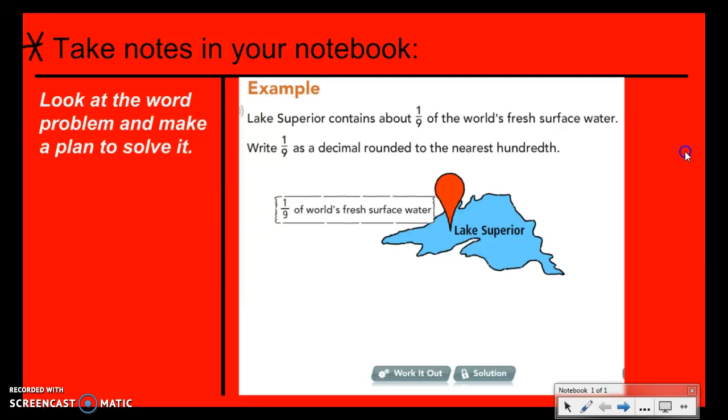Alright, go ahead and copy this one down in your notebook. It's only 2 sentences, so it's no big deal. Lake Superior contains about 1/9 of the world's freshwater supply. Right? Write 1/9 as a decimal rounded to the nearest hundredth. Okay? Again, look at your keywords here. It tells you what to do. Nearest hundredth. Okay? Work this one out on your own, and the teacher will come by and check it for you, okay?